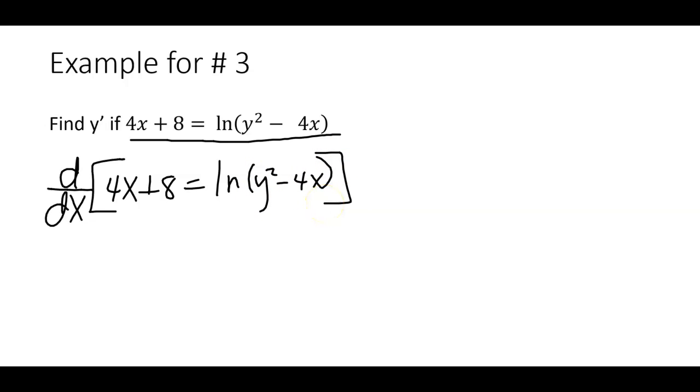All right, so let's get to business here. First of all, I'm going to take the derivative of that. That's 4. Take the derivative of that, that's 0. Then we take the derivative of this one. Now this is going to be a chain rule situation. So I have an outside function, which is the ln there.